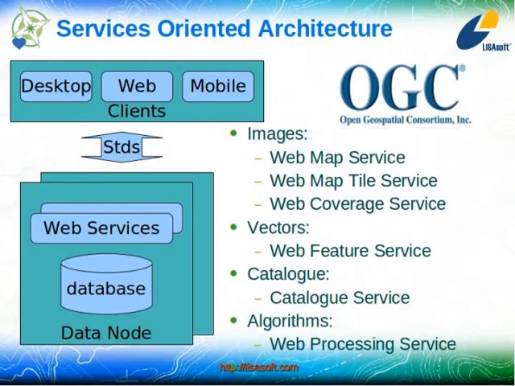Once you've created lots of data sets, you then need to be able to find them, and that's where the Web Catalog Service comes into play. It's effectively a place where you store the metadata about the service.